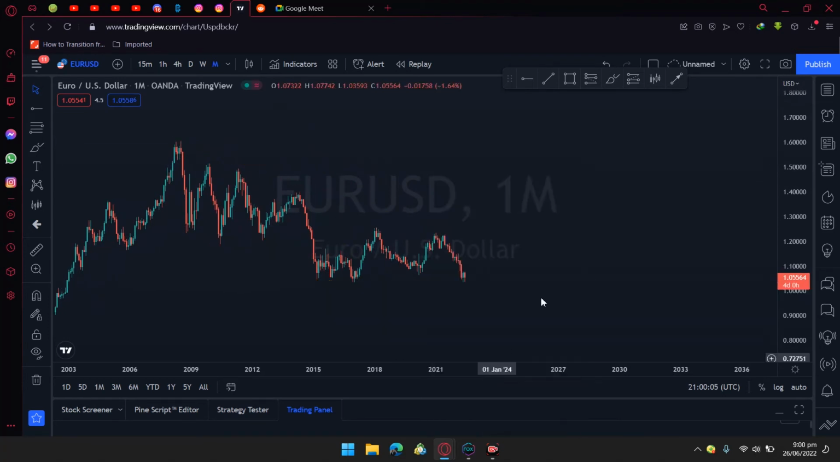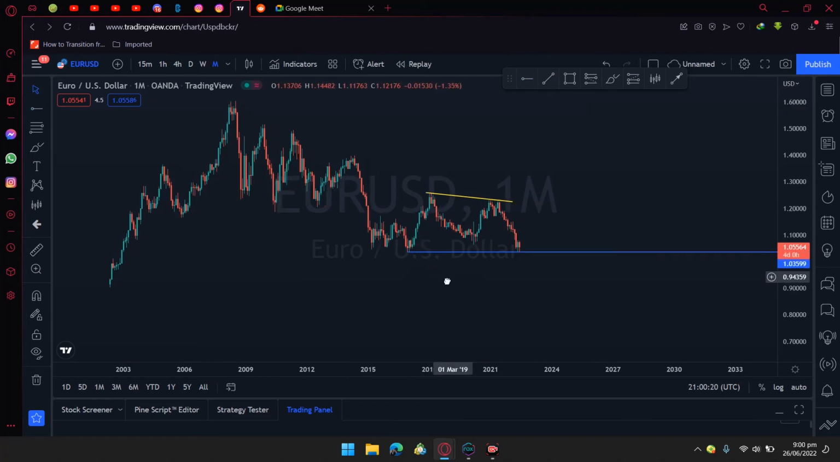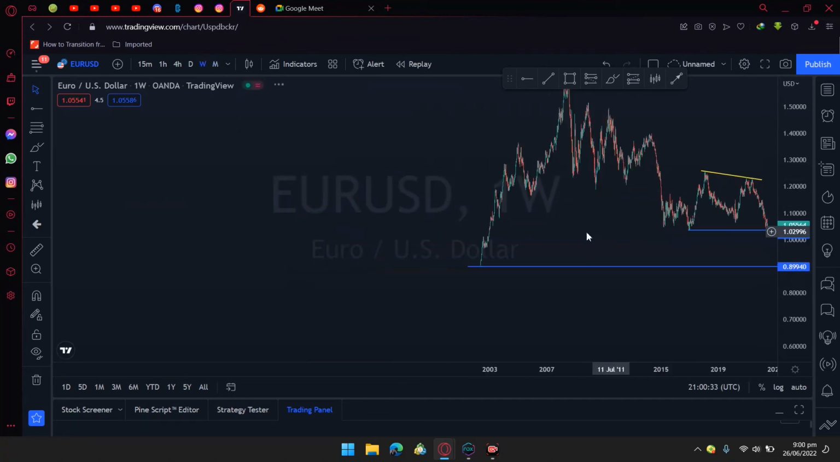So let's just keep things very simple. Let's mark these levels in the market, and then let's use our low of the market. On Euro USD, we'll be looking at these levels here in the market. We're looking at either this low here. So let's go to the one week time frame.